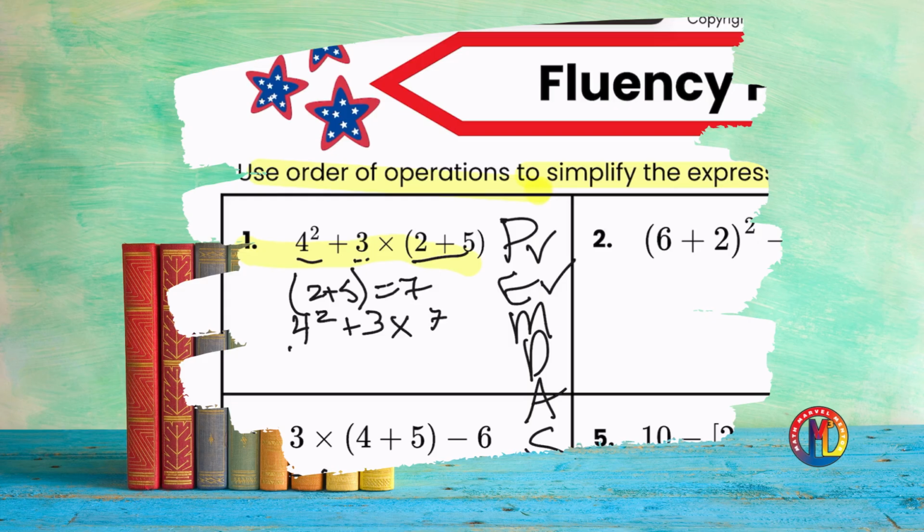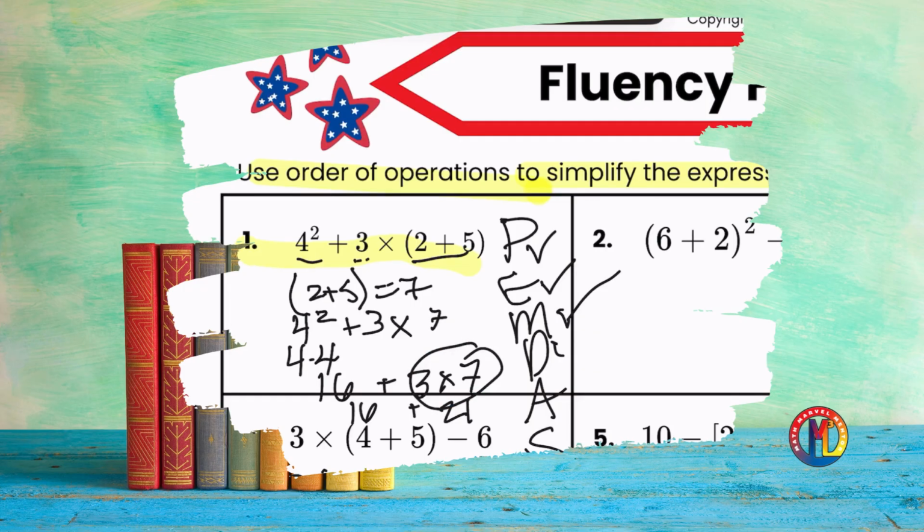So 4 squared is the same as 4 times 4. It is not 8. You're not doing 4 times 2. 4 times 4 is 16. I rewrite the problem. 16 plus 3 times 7. Next we have multiplication, and I have 3 times 7. So I'm going to do 21 plus 16. Rewrite the problem.